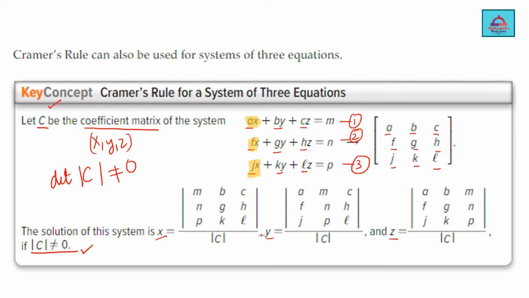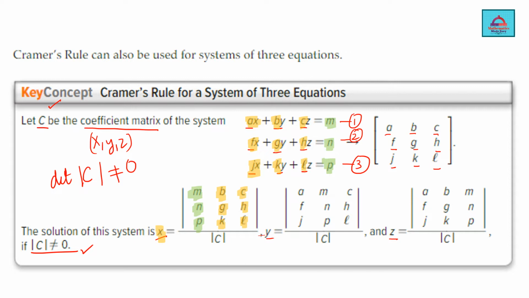So for the remaining ones, we start from the right. So M, N, P, that's the first column that comes. Then the next one is the coefficient of y, so B, G, K, and next is the coefficient of z, C, H, L. So we follow that order to write the determinant. Whatever is the value of the determinant will be divided by the value of determinant C to get your value of x. Next comes y.